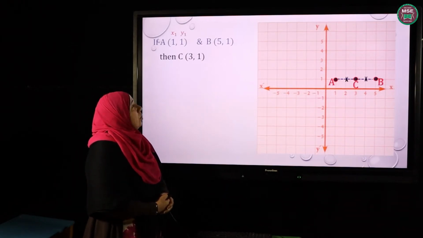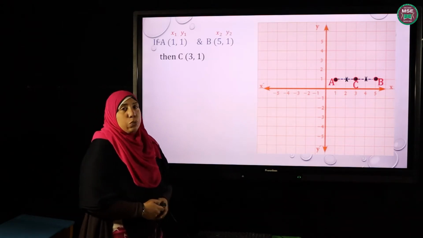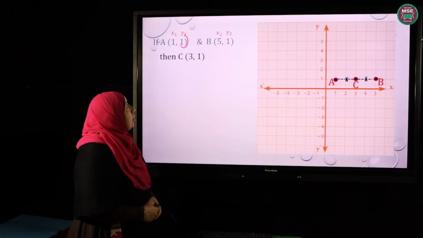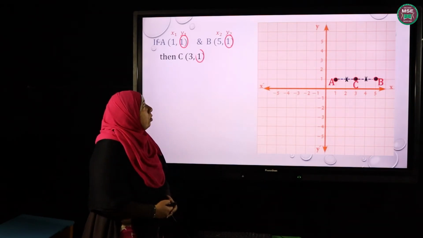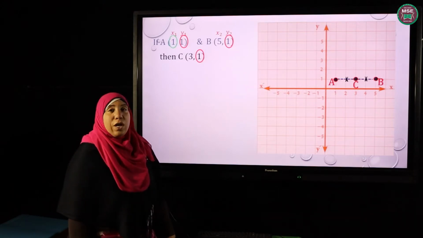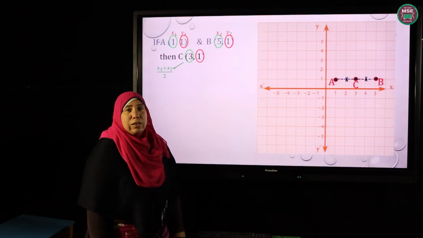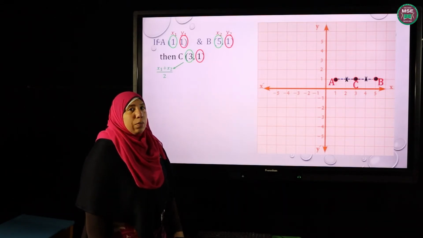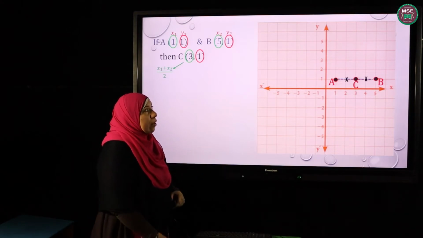I noticed that if point A is (x1, y1) and point B is (x2, y2), the y coordinate is constant in the three points. So to find the point C, I add x1 plus x2 divided by 2, if they are making a horizontal line.